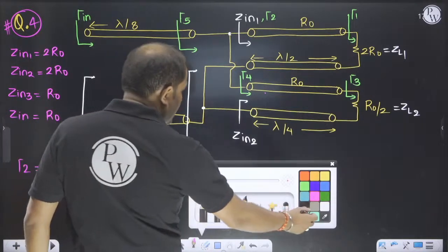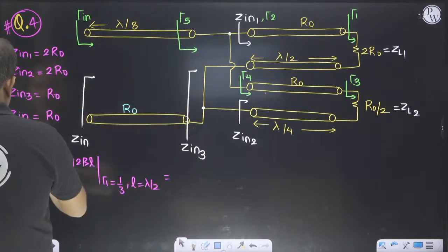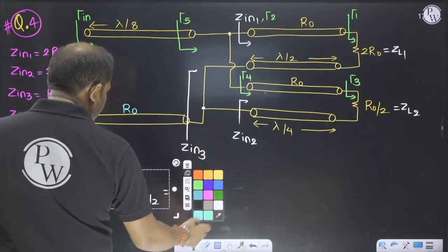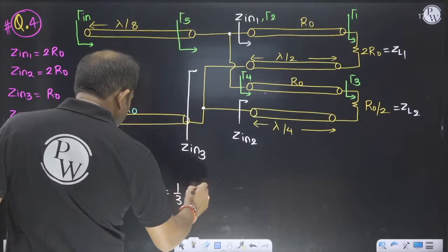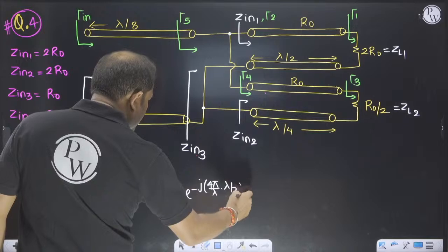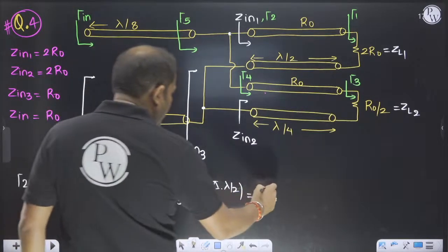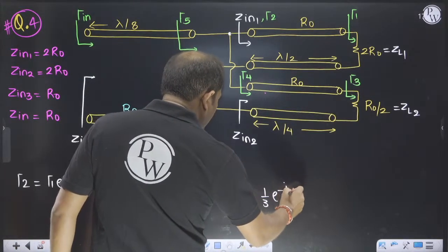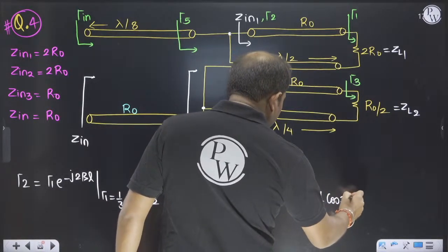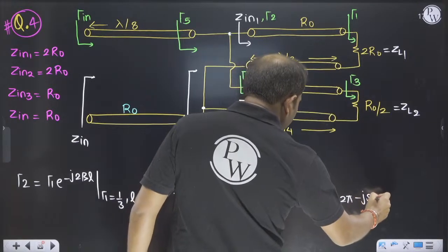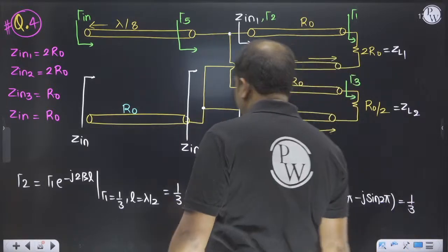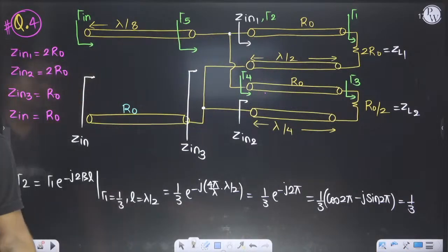Gamma 1, you know that. How much will it be? Sir, gamma 1 will be 1/3. So 1/3 e to the power of 4π/λ into λ/2. How much will it be? 1/3 e to the power of minus j2π, which is 1/3 (cos 2π minus j sin 2π). Cos 2π is equal to 1, so it will be 1/3. So gamma 3 will be 1/3.